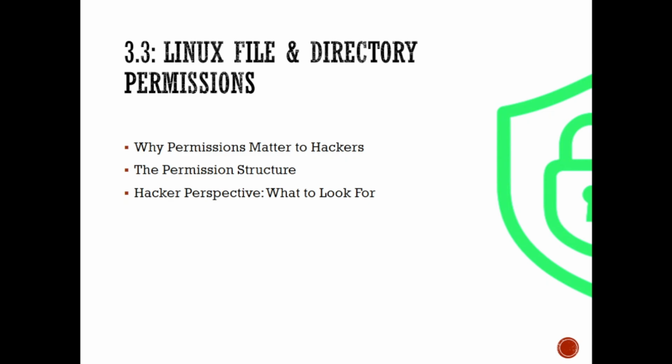Cron jobs owned by root but editable by users. Backup files in /home or /tmp with loose perms. Example: if a script in /etc/cron.d/ is writable by any user, you could modify it to run a reverse shell as root.